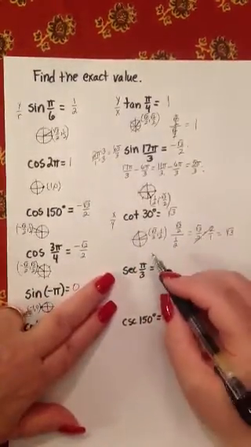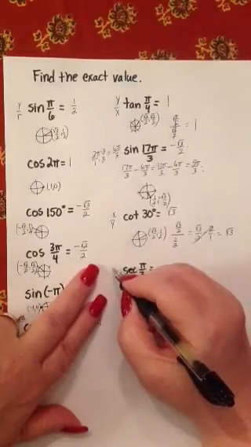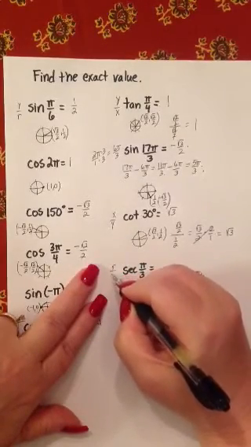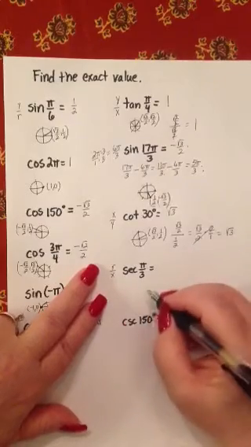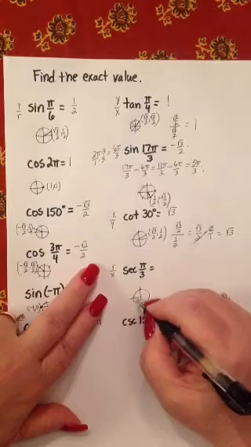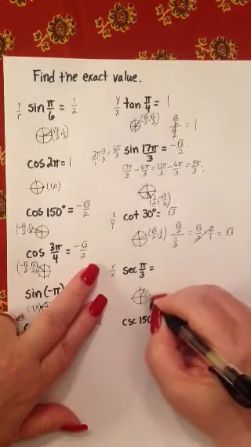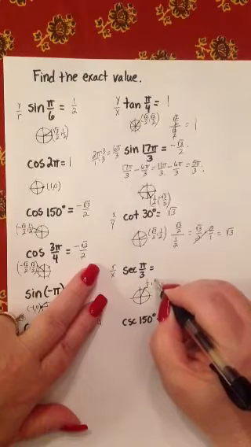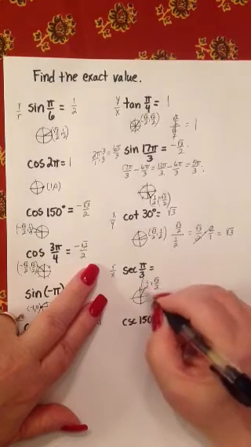All right, secant of pi over 3. I remember secant is a reciprocal of cosine, and it's r over x. So then I go, where is pi over 3? Pi over 3 is up here, and the coordinate is you go over 1/2 and up square root of 3 over 2.